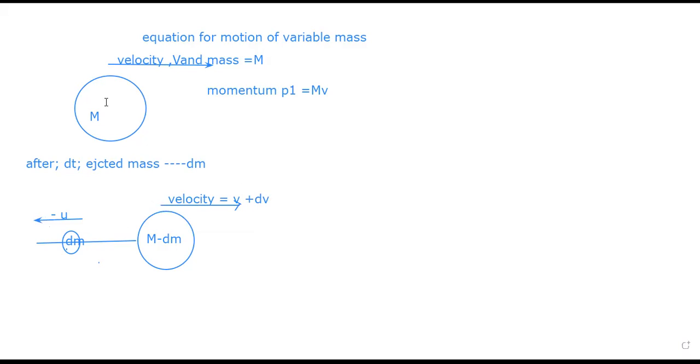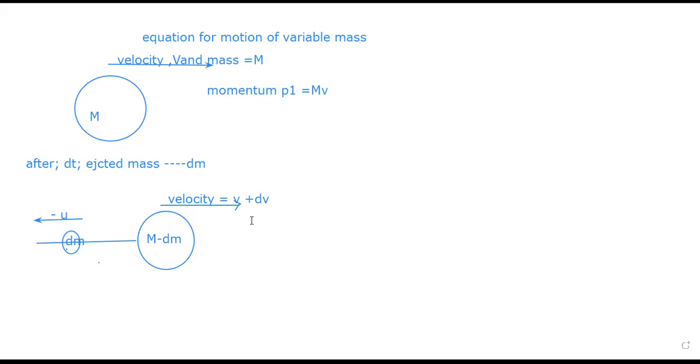Before the reaction, the total mass of the system is m and the velocity is v, so the momentum is p1. And after some time dt, we have the reaction here. This is the ejected mass dm, and u is the velocity of dm, in the opposite direction, right to left, and the remaining mass is moving from left to right. So this is about the reaction. Okay, this is the phenomenon.